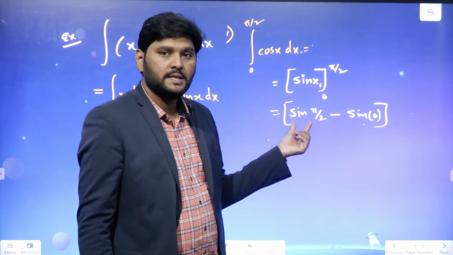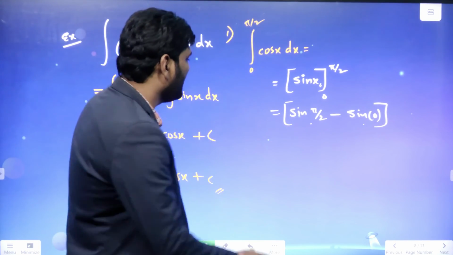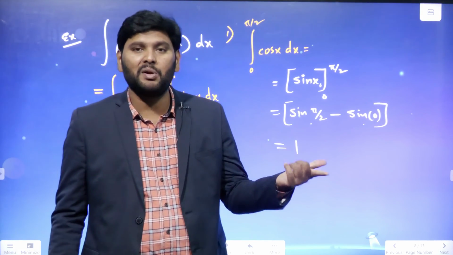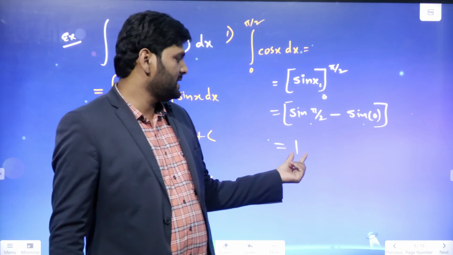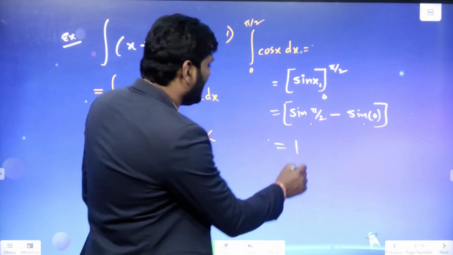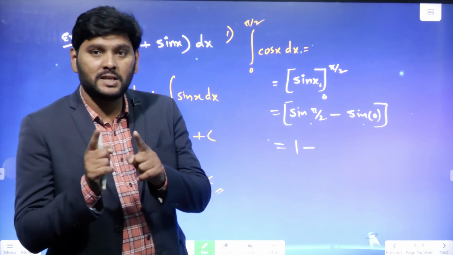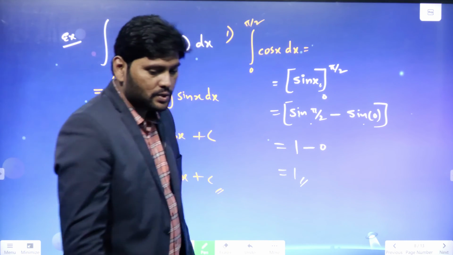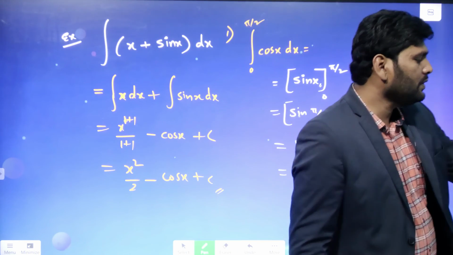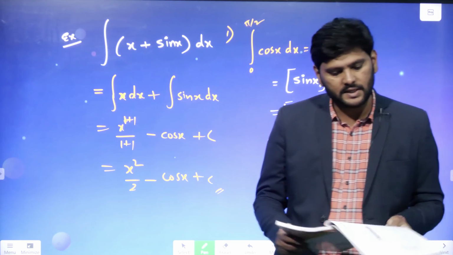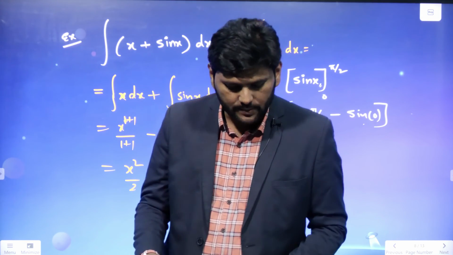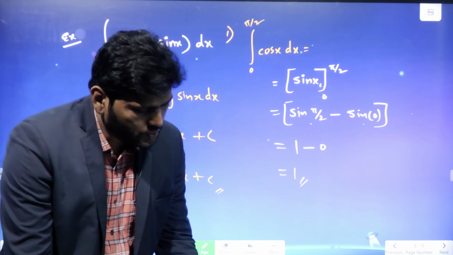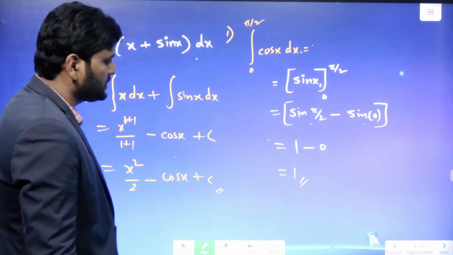Sin pi by 2 is nothing but sin 90 degrees, which is 1, minus sin 0 value, which is 0. So finally the answer is 1. What is the option here? You can check the option. The answer is 1, so that is the second option. Similarly, do 2x minus x cube.